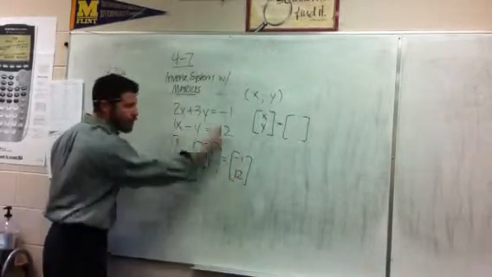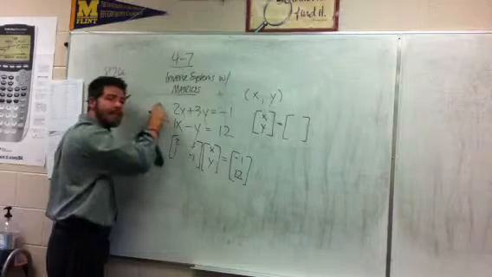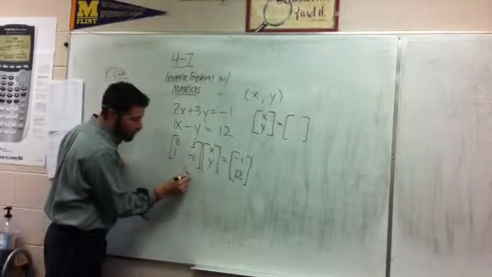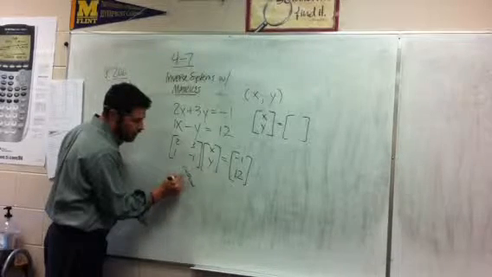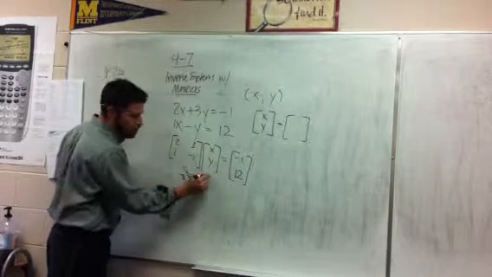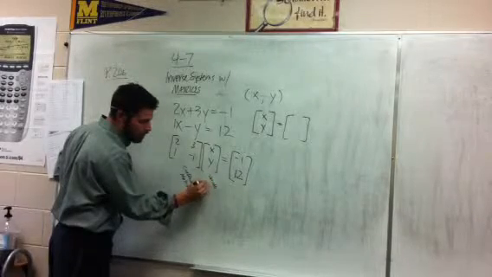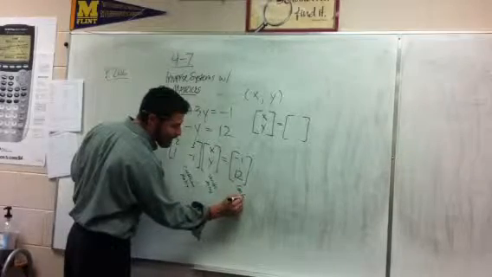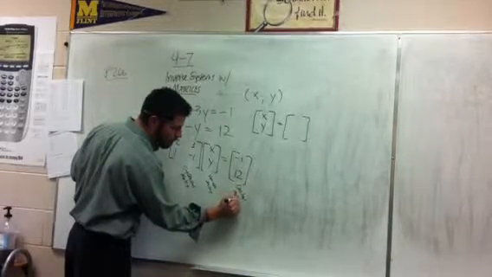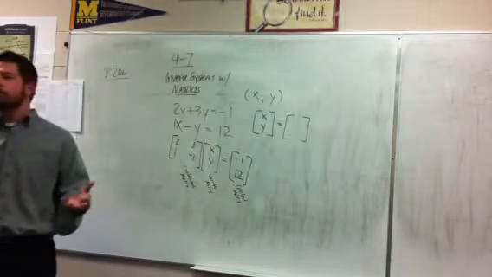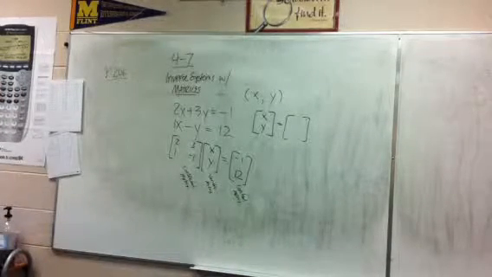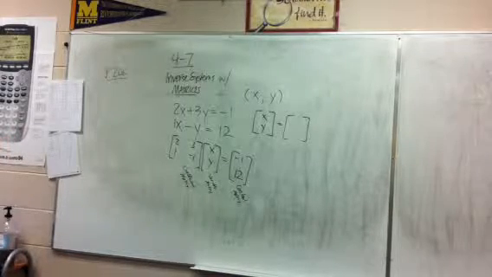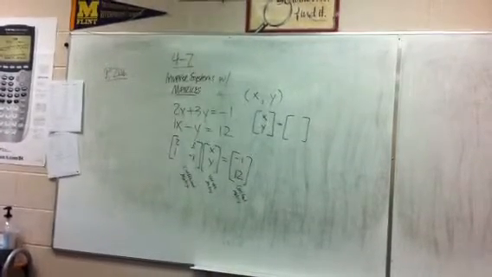So now I have a set of matrices that represent my system. These matrices have names. This is called the coefficient matrix. This is called the variable matrix. And this is called my constant matrix. I name these because your book says identify the coefficient matrix, identify the variable matrix, identify the constant matrix, and so on. Does that make sense?